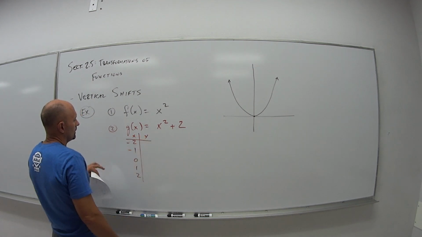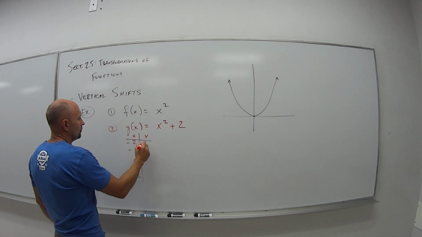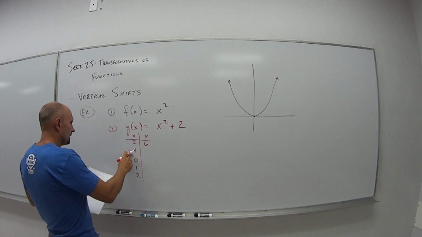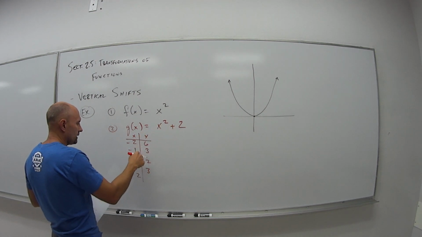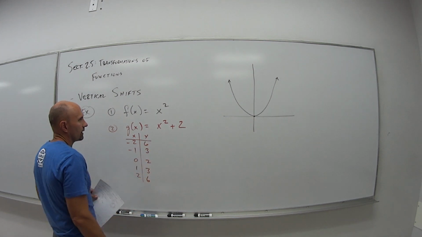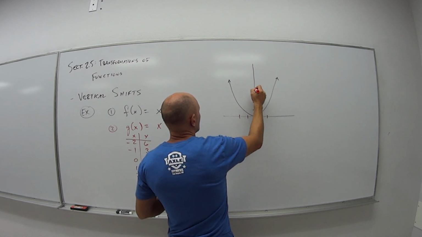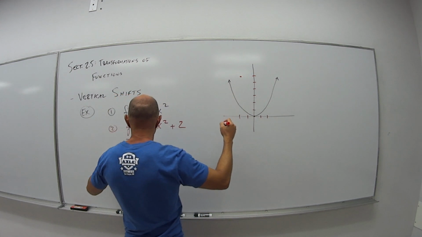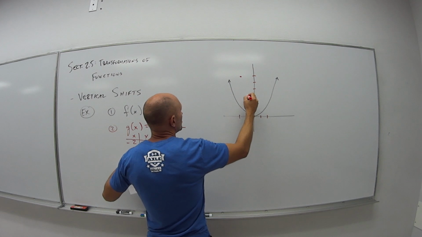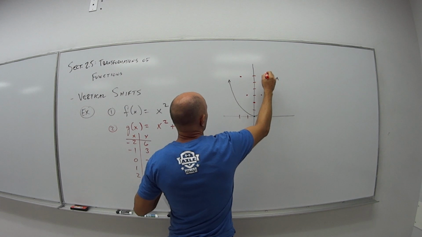If x is -2, what do I have? -2 squared is 4 plus 2 is 6. -1 squared is 1 plus 2 is 3. 0 squared plus 2 is 2. 1 squared plus 2 is 3. 2 squared is 4 plus 2 is 6. So that would give me what? At -2, I'm at positive 6. At -1, I'm at 3. At 0, I'm at 2, and then I start curving back up.